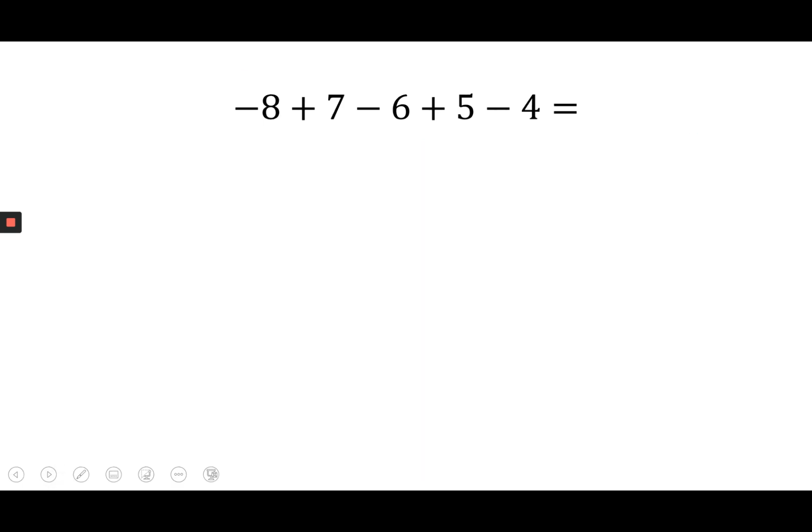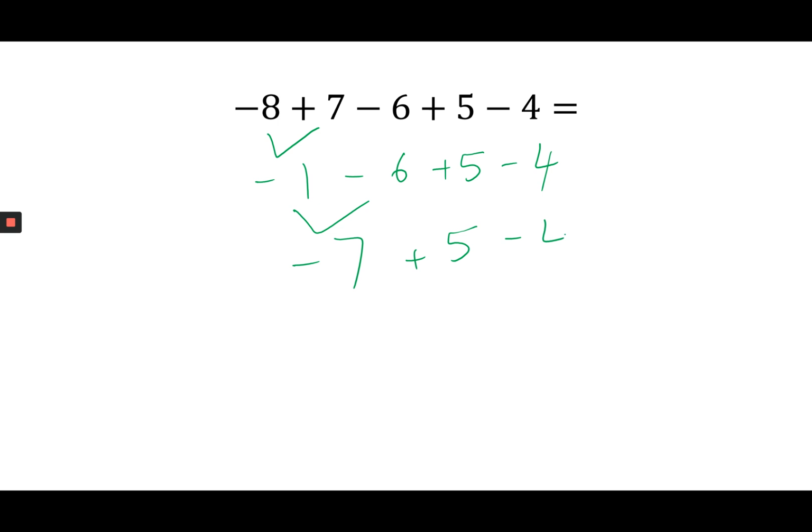Hopefully you are pausing very frequently and testing yourself. Negative 8 plus 7 is negative 1. Negative 6 plus 5 minus 4. Negative 1, negative 6 is negative 7. Plus 5 minus 4. Negative 7 plus 5 is negative 2 minus 4. Negative 2 minus 4 is negative 6.